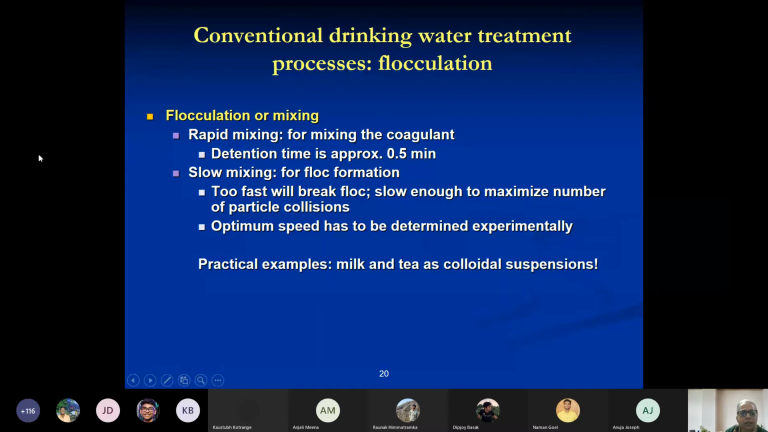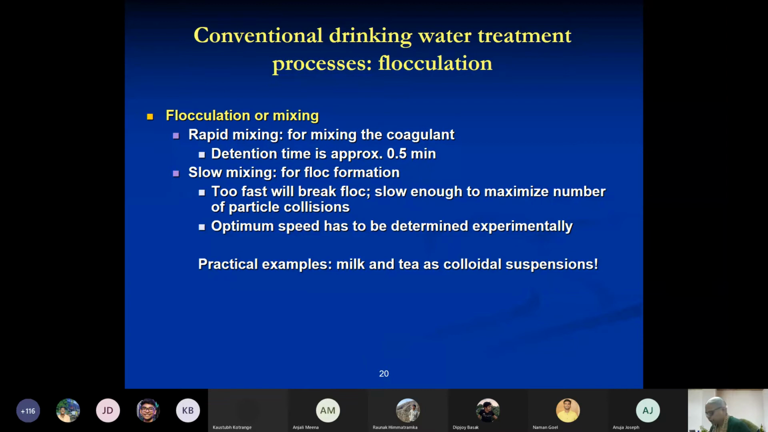So that has become very common. And the detention time becomes even less than this. And there is no separate tank for this. So it minimizes cost and you get the same results, maybe even better. Then we have slow mixing. Slow mixing is essential for physically bringing the particles together, because remember that it's a problem only because the particle concentration is very low. So you have to mix it gently.